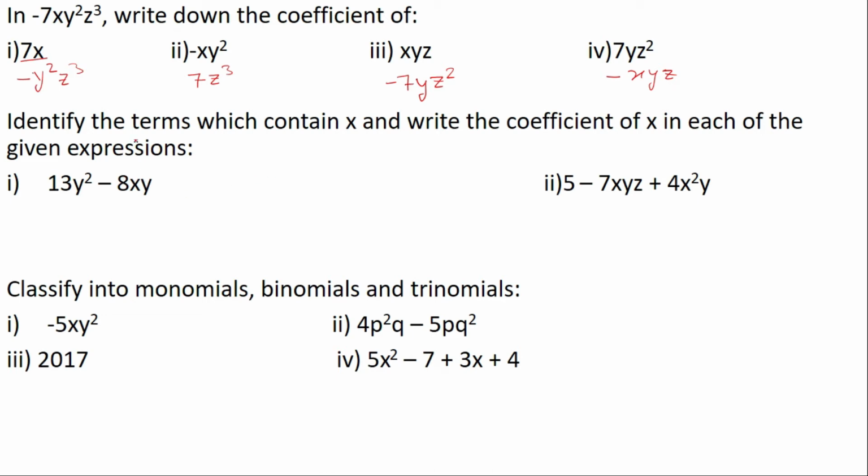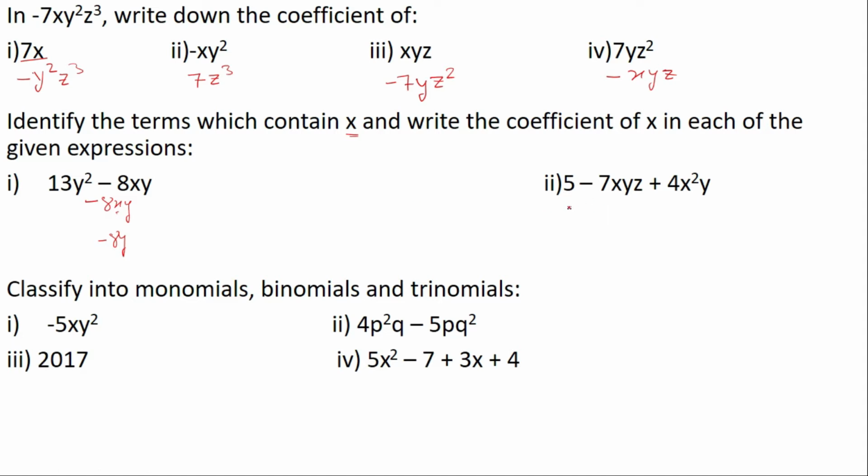Next question is, identify the term which contain x and write the coefficient of x in each of the given expressions. So here in first algebraic expression, the term which is containing x is minus 8xy and its coefficient is minus 8y. That means leaving x we have to write everything.